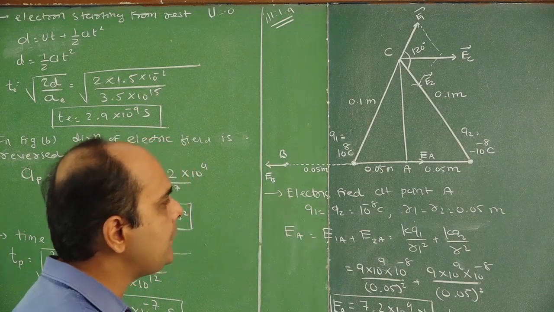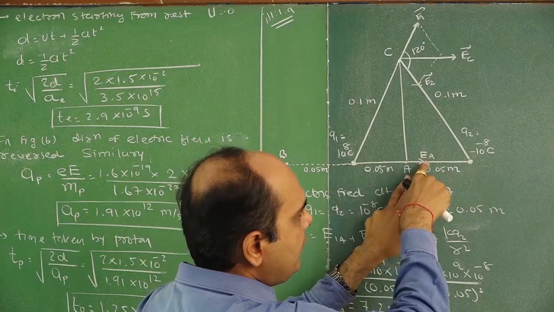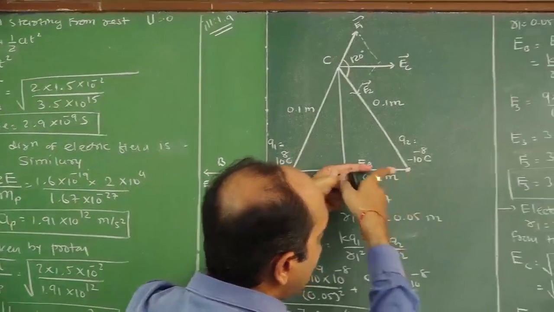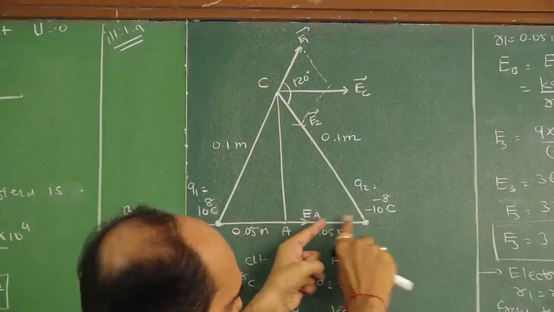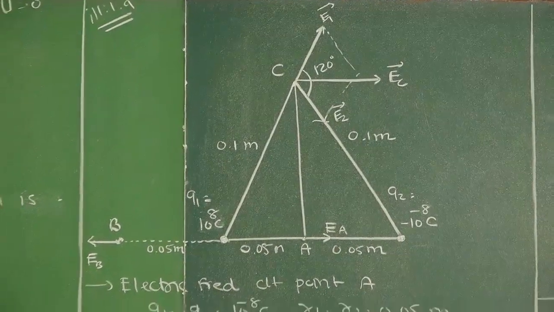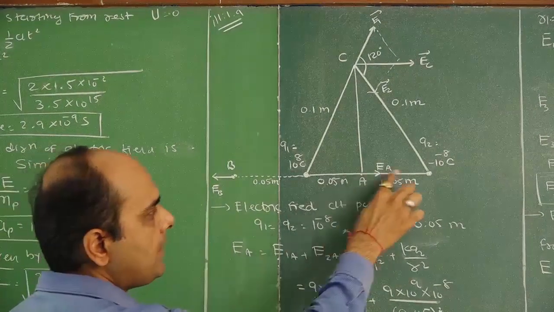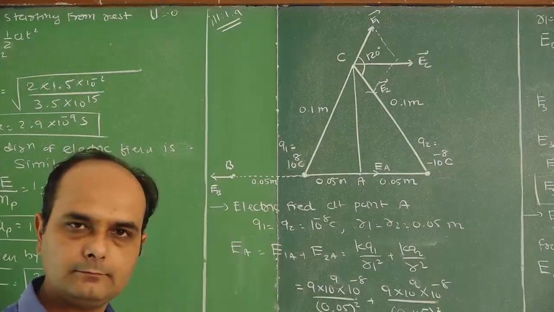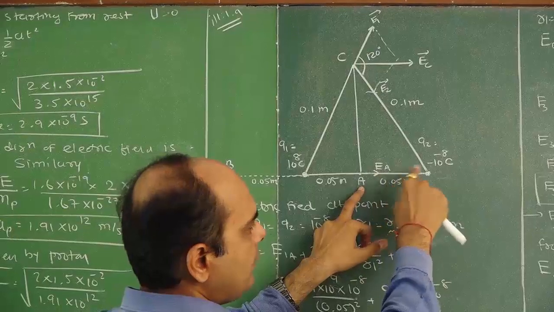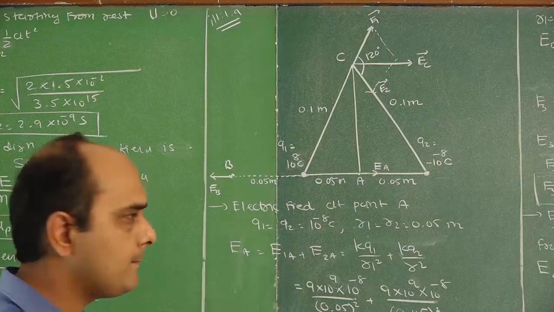First of all we will calculate the electric field at point A. Due to this plus charge the field is outwards, and due to this minus charge it is in the inverse direction, so both are in the same direction. Therefore the electric field at point A is E1A due to plus charge Q1, and E2A due to minus charge Q2. They are in the same direction, therefore addition takes place.